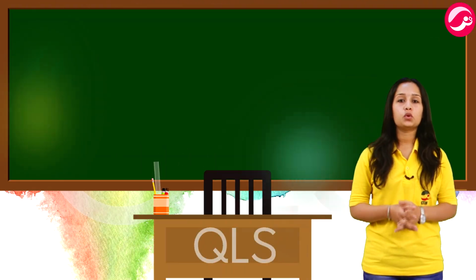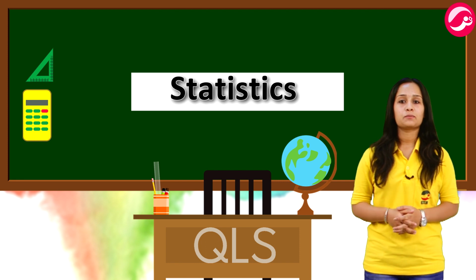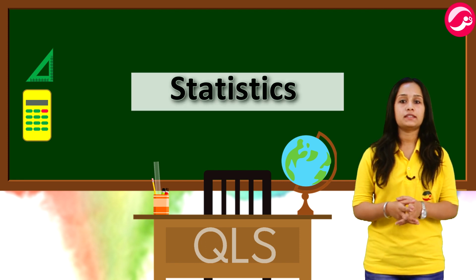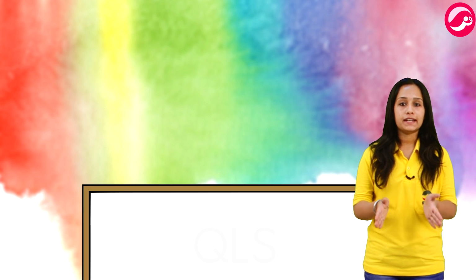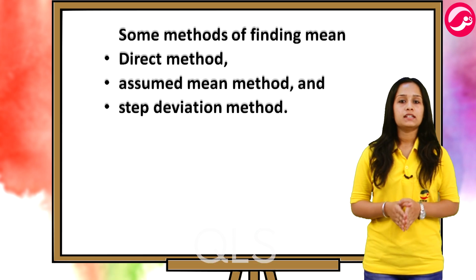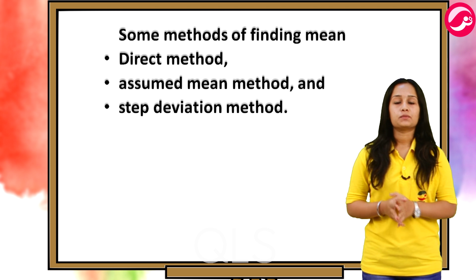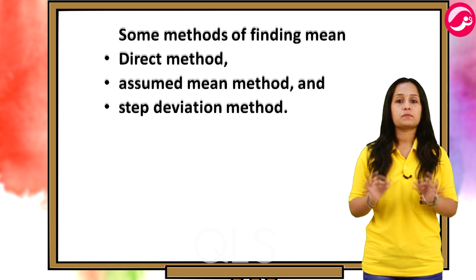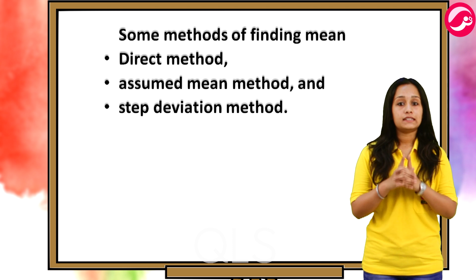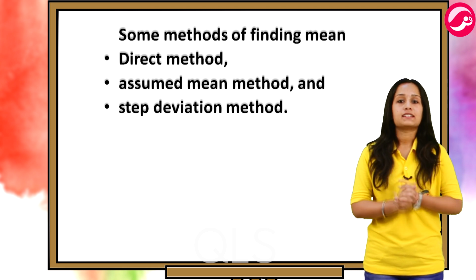In this session, we are going to continue with the topic statistics. In the previous session, we learned some methods of finding mean, namely direct method, assumed mean method, and step deviation method. Now in this session, we will proceed further. It would be good to revise how these methods worked. So first, direct method of finding mean, revise करते हैं.